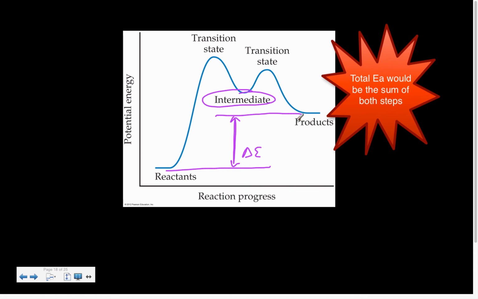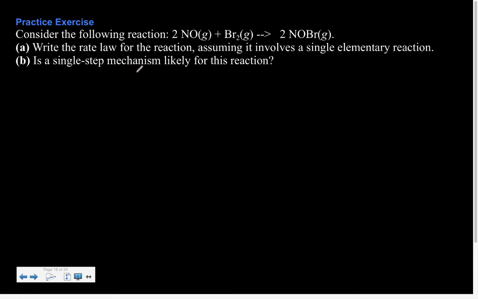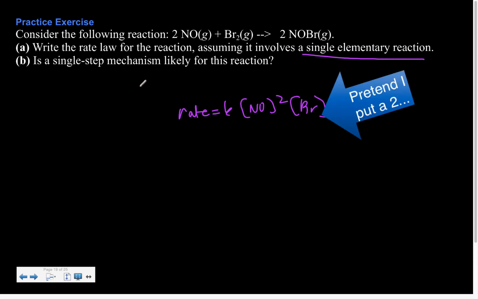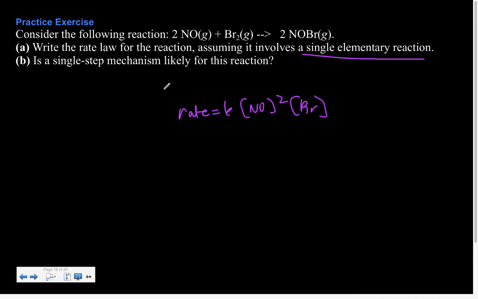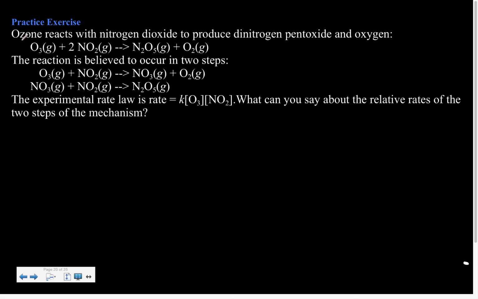Make sense? A little bit of thinking about this. Consider this reaction. Write the rate law assuming it involves a single elementary reaction, which means that if we assume this is a single elementary step, it's based on its molecularity. My rate law would simply say rate is equal to K times NO squared times Br2 to the first power. Is a single step mechanism likely? No, this is a termolecular process. It's saying that three molecules have to run into each other with the right amount of energy, with the right orientation, which is virtually impossible. So, not likely. It's not impossible, just not likely.